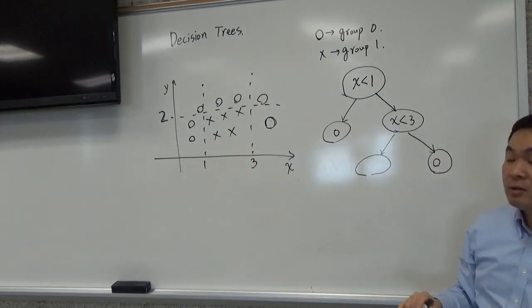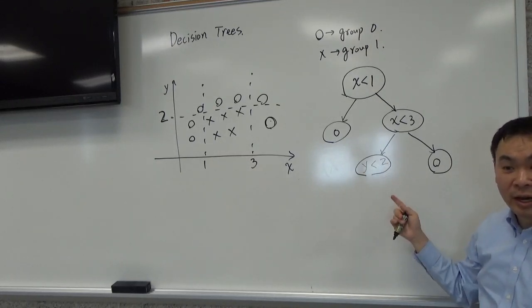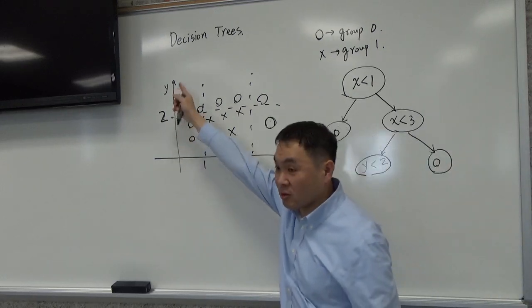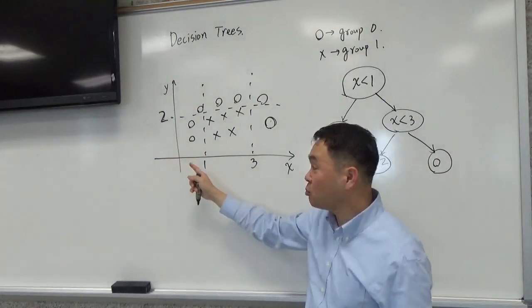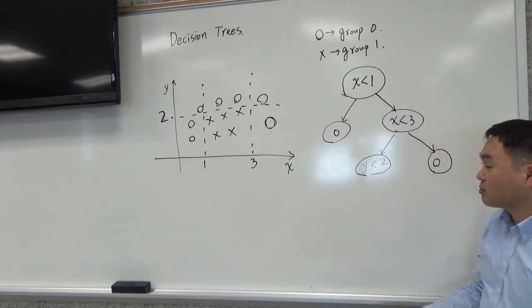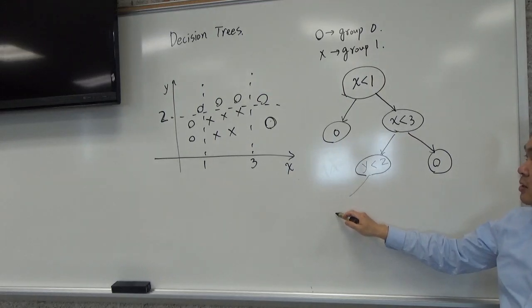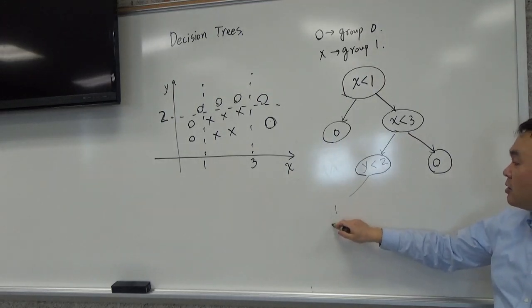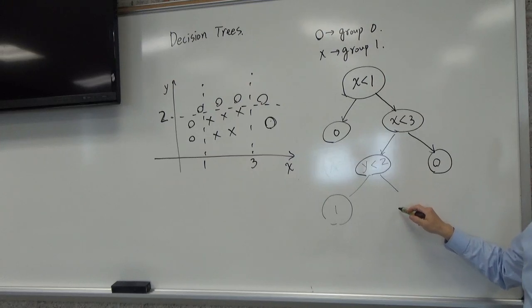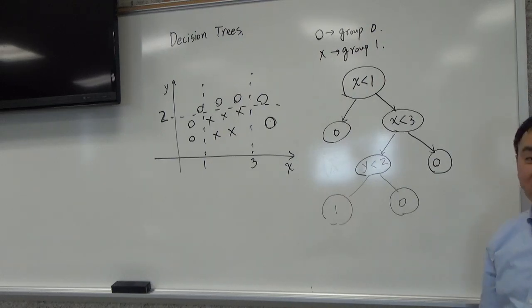Y is less than 2. It's not X, it's Y. Because we now have to use this feature. Okay? We've used up all the X feature. Now we have to use the Y feature. So Y is less than 2. What does this one say? X. So it's group 1. Okay? And then this one? 0. Okay? So that's a decision tree.